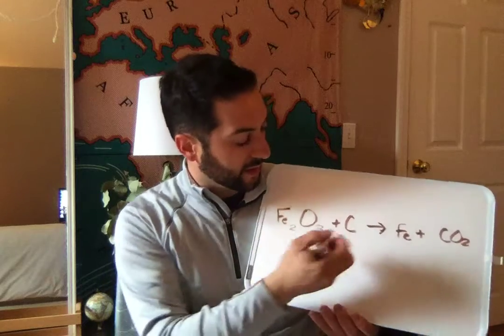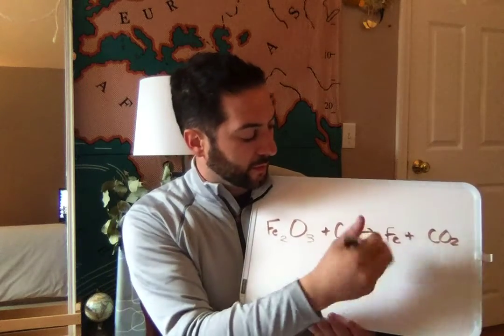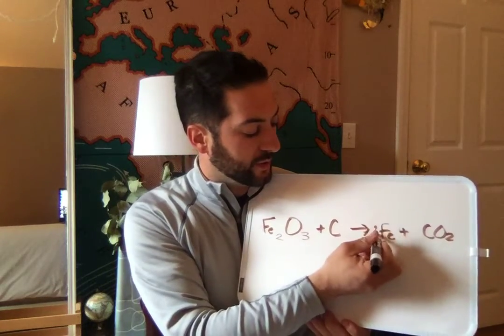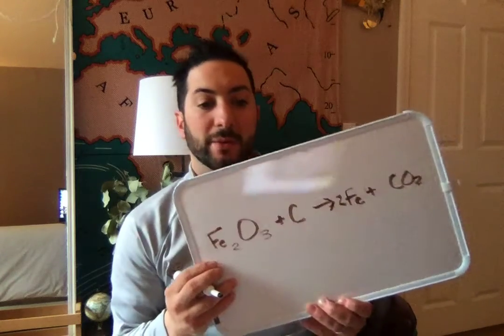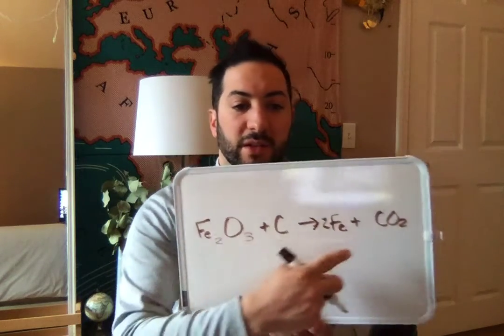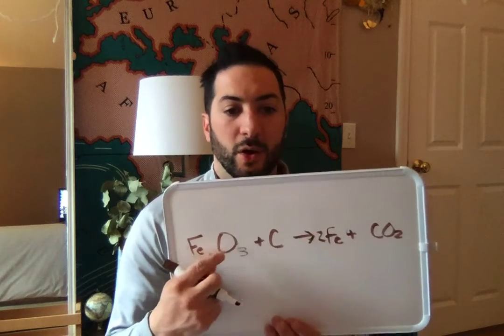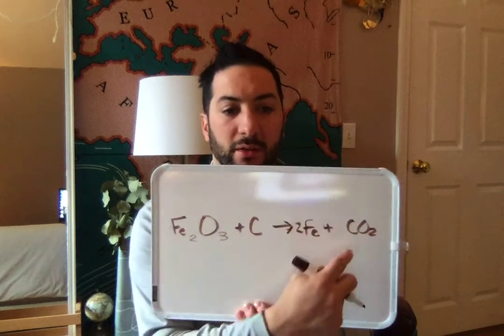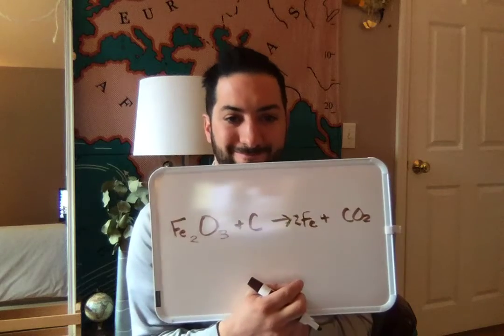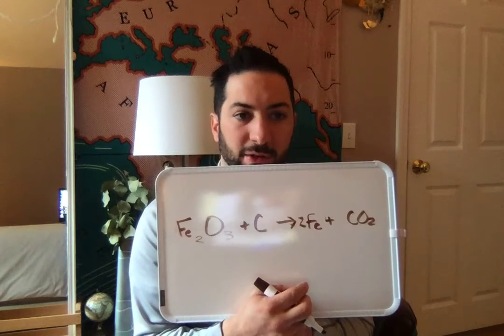So what can I do here? Well, I have 2 Fes here and only 1 here. So let's start just by putting a 2 here for now. We may end up having to change that. Okay, so 2 Fes and 2 Fes. Okay, good so far. But let's go to O. O3, O2. What can I do?